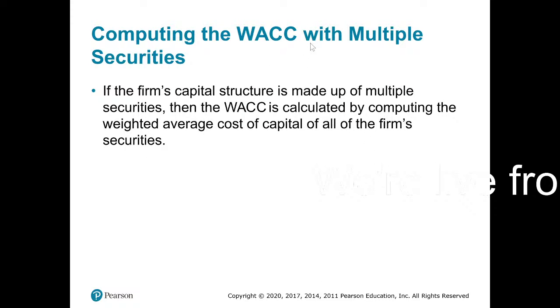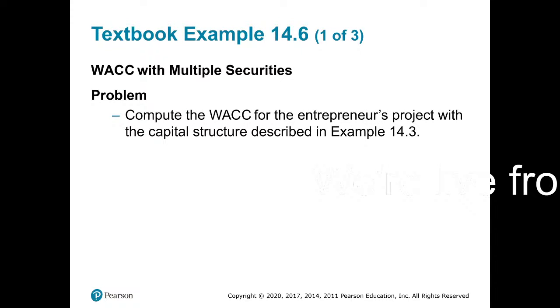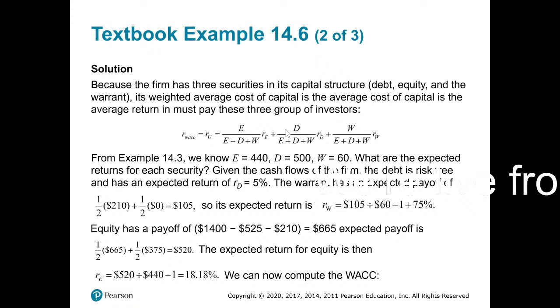And we can compute the WACC with multiple securities. So if you have different securities, here we have equity, E, debt, and W is warrant. And you could have a preferred stock. And those are just hybrid types of securities.